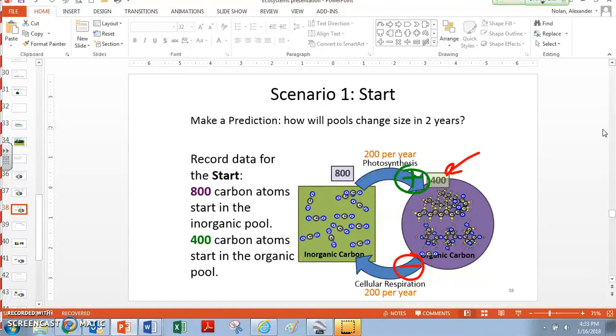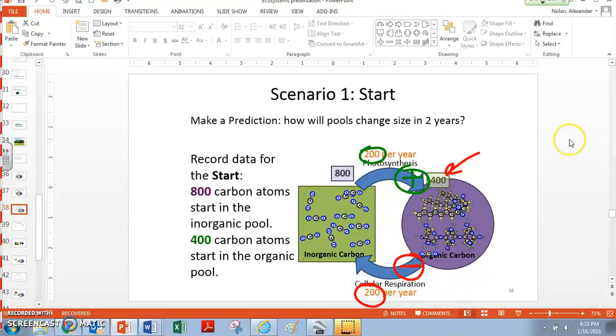So we've got a positive flux and we have a negative flux. Our positive flux is 200 pounds of carbon a year, and our negative flux is 200 pounds per year. So we are gaining 200 pounds, and we're also losing 200 pounds, as long as you consider that from the perspective of the organic carbon. So think about how this is going to work.